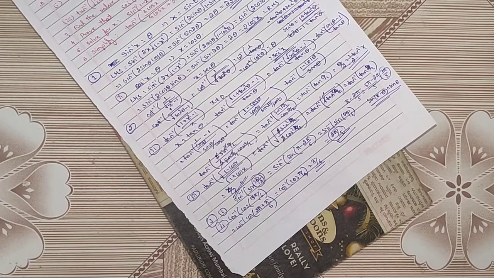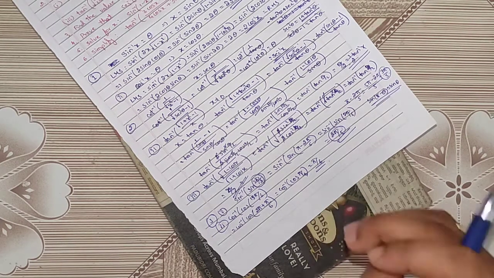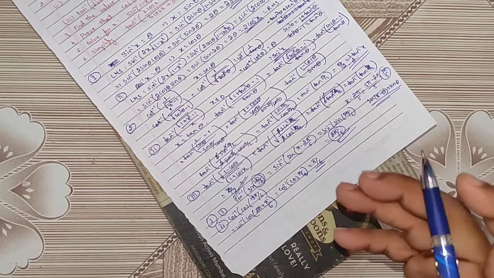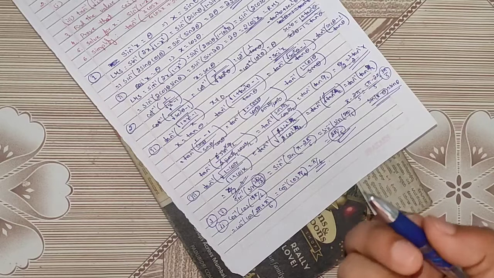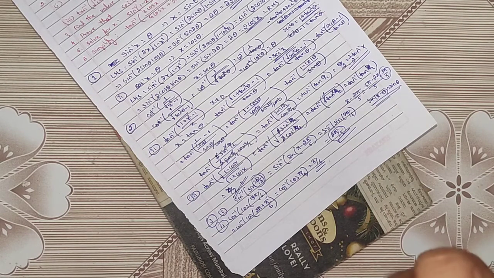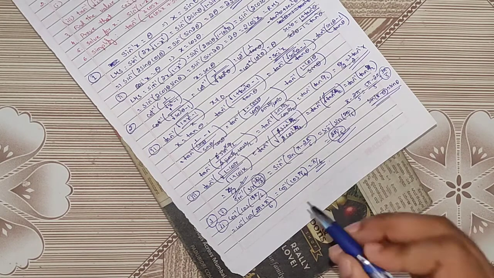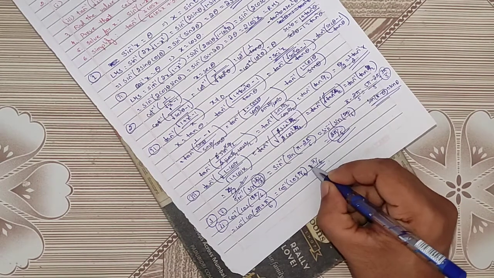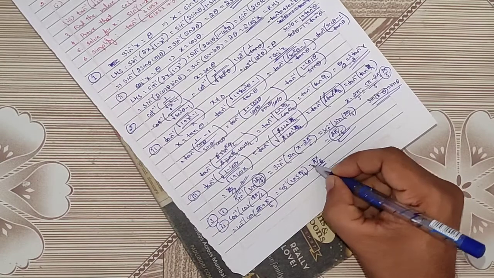Why are we getting pi by 6? You know that cos of 2 pi plus theta. In which quadrant does 2 pi plus theta come? 2 pi plus theta comes in the first quadrant. So in the first quadrant it is the same, so it can be written as pi by 6.